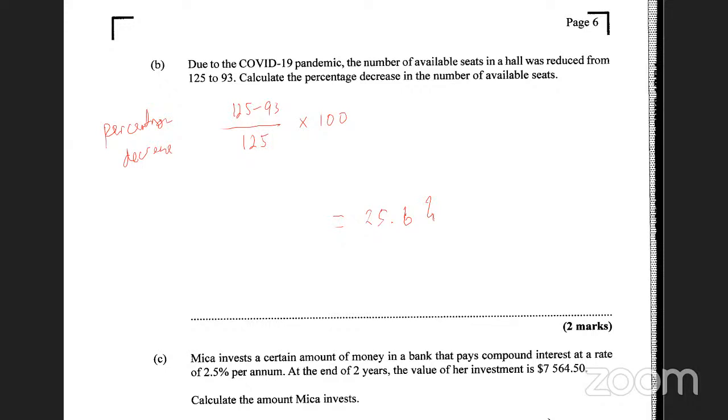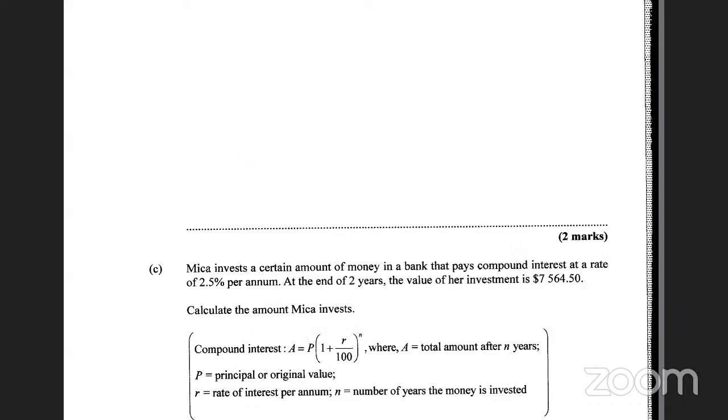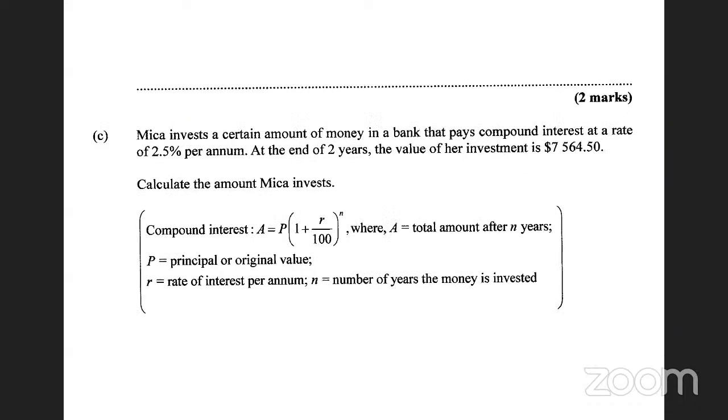Okay, next little part. Micah invests a certain amount of money in a bank that pays compound interest at a rate of 2.5%. So we appear to have the rate here, at a time for 2 years. So we have time here, or in this case, is N. The value of her investment is $7,564.50. So that appears to be a principal.